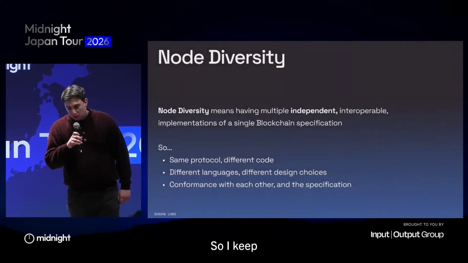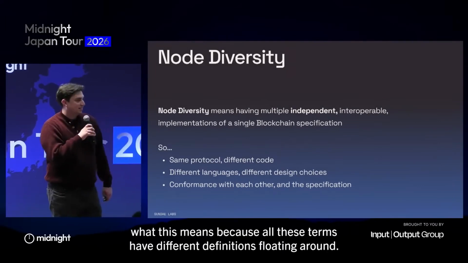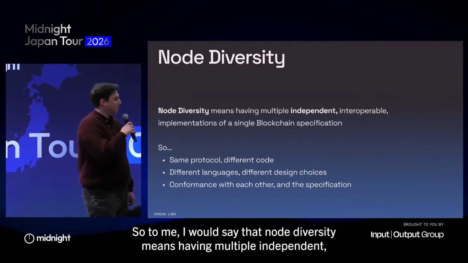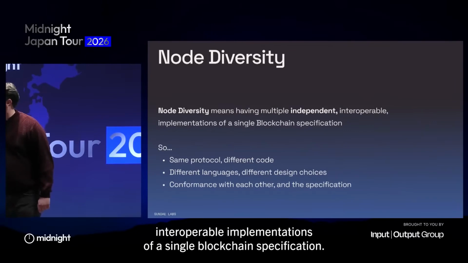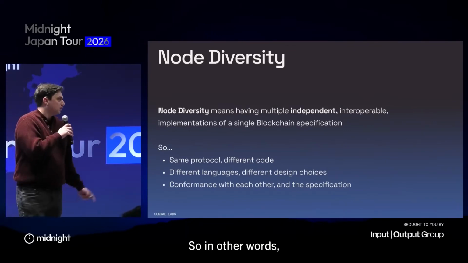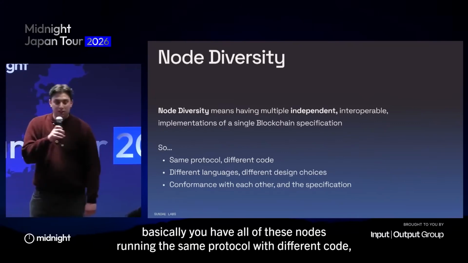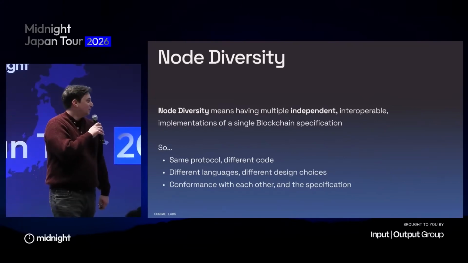So I keep talking about node diversity or client diversity, but we have to really define what this means because all of these terms have different definitions floating around. So to me, I would say that node diversity means having multiple independent, interoperable implementations of a single blockchain specification. So in other words, basically, you have all of these nodes running the same protocol with different code, which is very important because otherwise they share vulnerabilities.